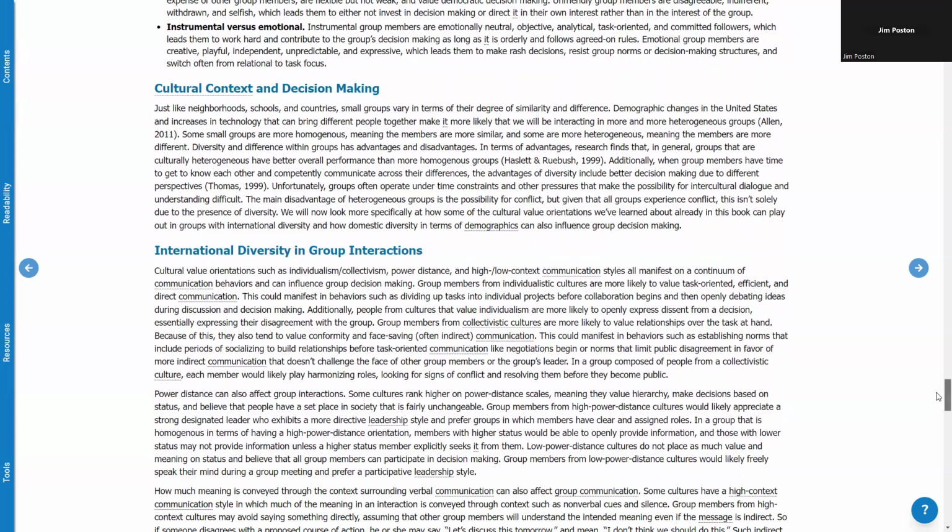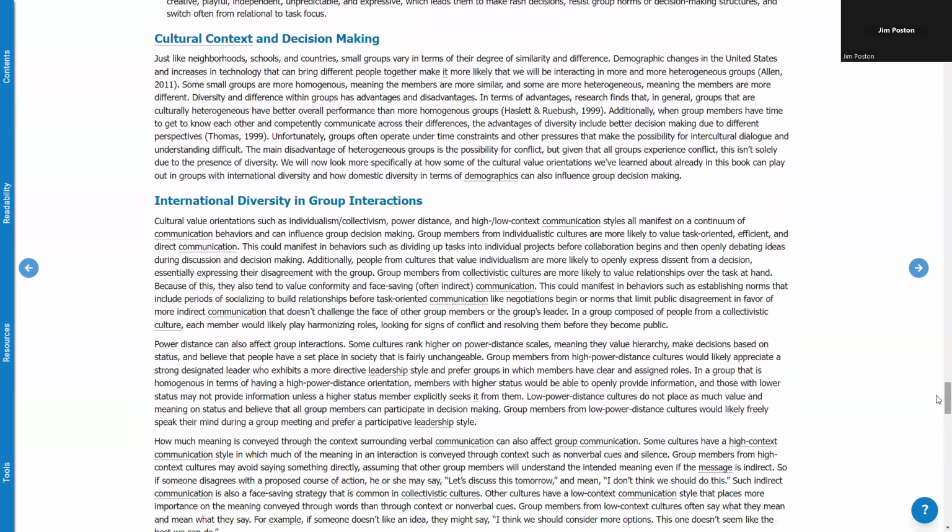Heading: Cultural context and decision making. Just like neighborhoods, schools, and countries, small groups vary in terms of their degree of similarity and difference. Demographic changes in the United States and increases in technology can bring different people together, making it more likely that we will be interacting in more and more heterogeneous groups. Some small groups are more homogeneous, meaning the members are more similar, and some are more heterogeneous, meaning the members are more different. Diversity and difference within groups has advantages and disadvantages.